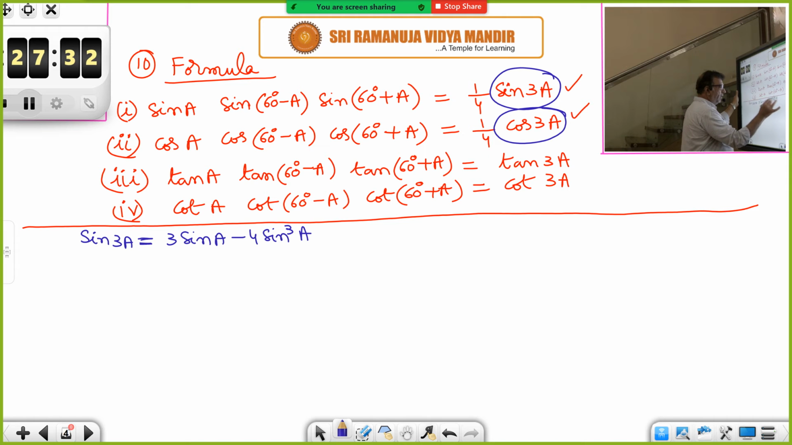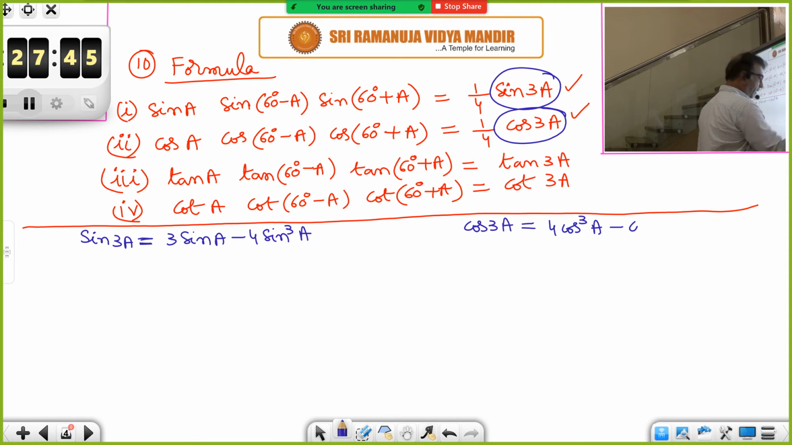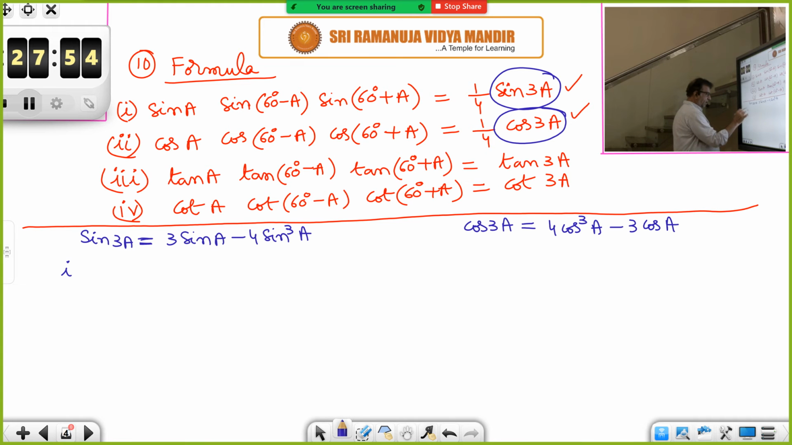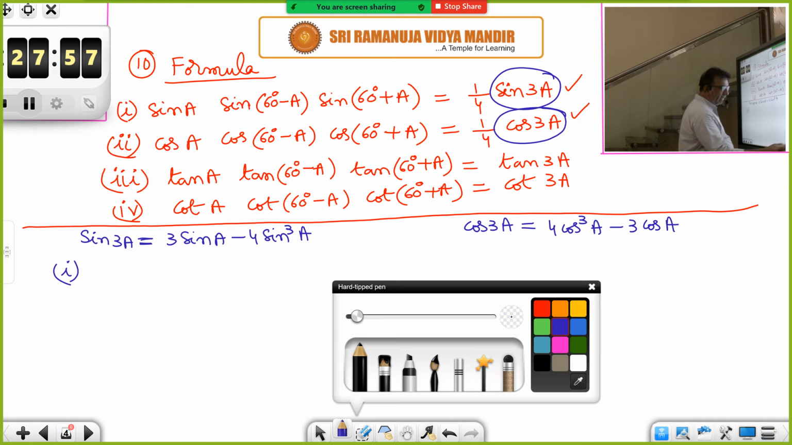Do you know the formula for cos 3A also? Yes, sir. Please tell the formula for cos 3A also. 4 cos cube A minus 3 cos A. Very good. Let us keep these formulas ready. So now, the first one I want to prove, the first one in black color. Okay. Left hand side.